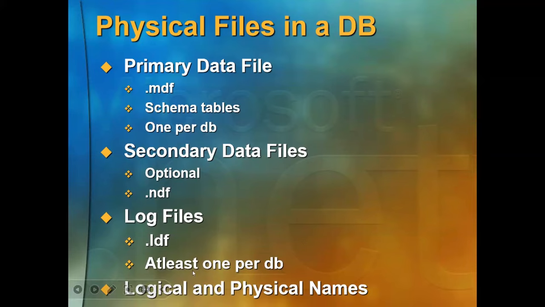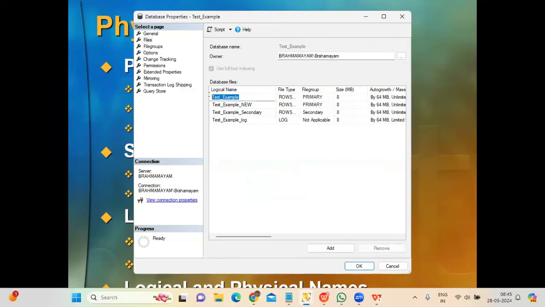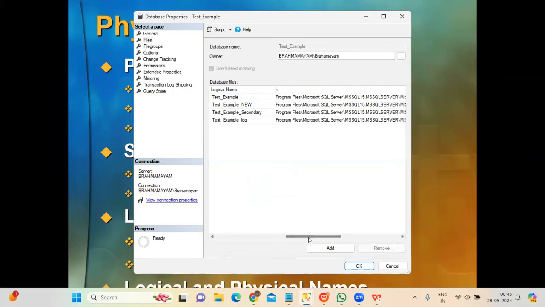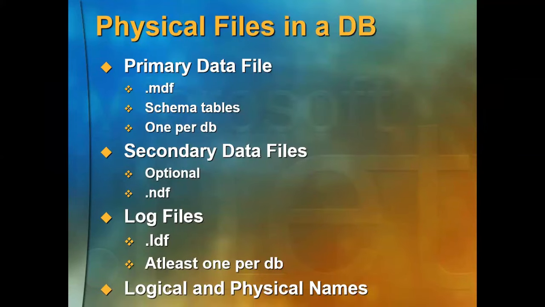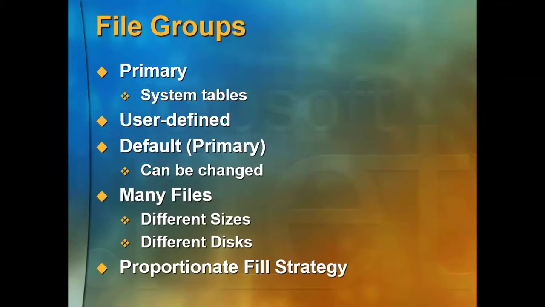And every data file and log file will have both a logical and a physical name. So this is your logical name, it's given here, and this is your physical name. You can say the file name. Okay. Now, the file groups: you have the primary file group. We have seen it majorly contains the system tables information. Then you have user-defined file groups. The primary file group is the default file group by default. And you can have many files inside every file group with different sizes, and you can have them in different hard disks or disk drives.